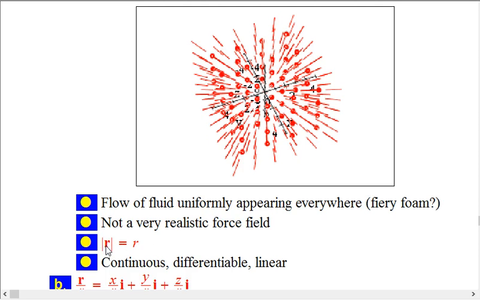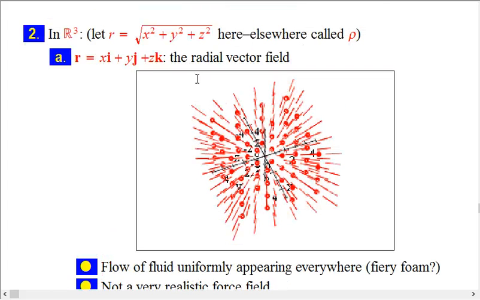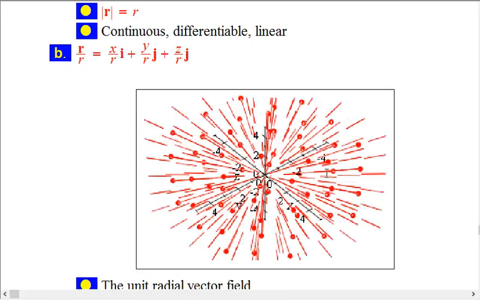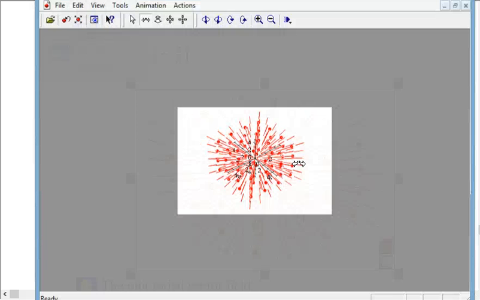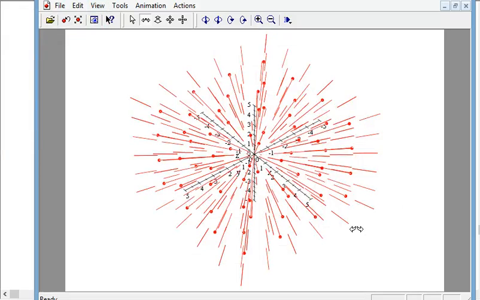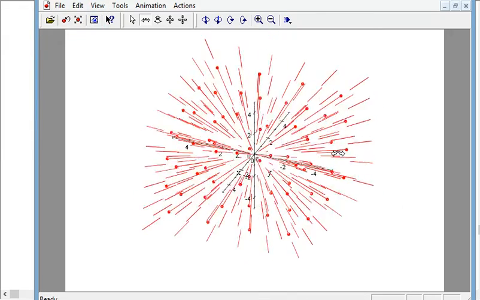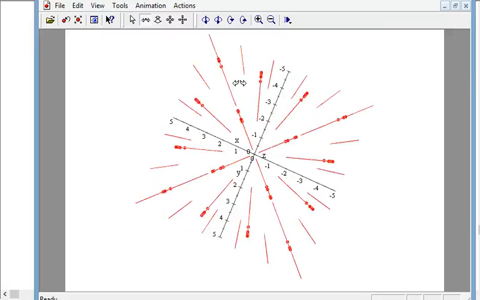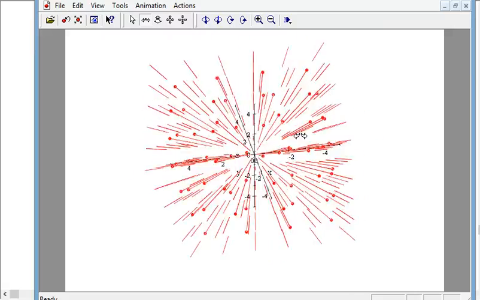We talked about how the magnitude of it is just the radial coordinate. And again, it's continuous, differentiable, linear. I mean, you can't get a much nicer formula than x comma y comma z. Okay, so what about the unit version of that? We can divide that by its magnitude, and we get something that isn't terribly interesting, but is a good station on the way to the more interesting one. And that's just, again, radially outward, unit length everywhere.